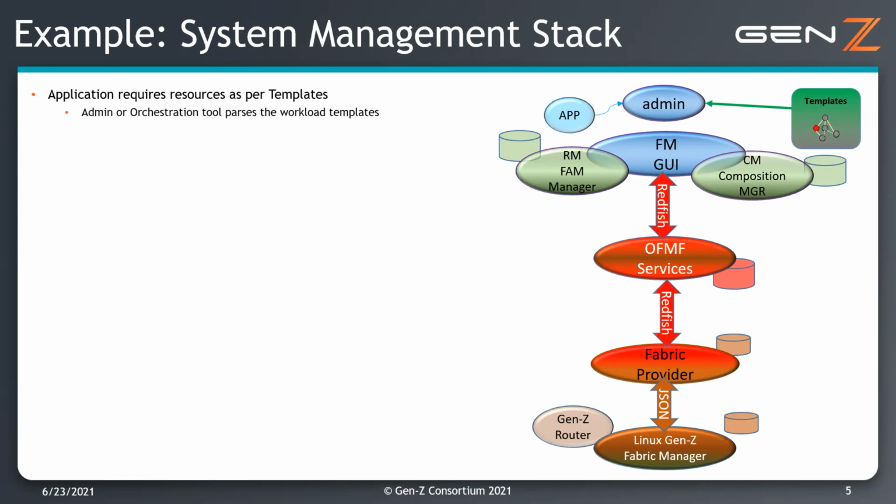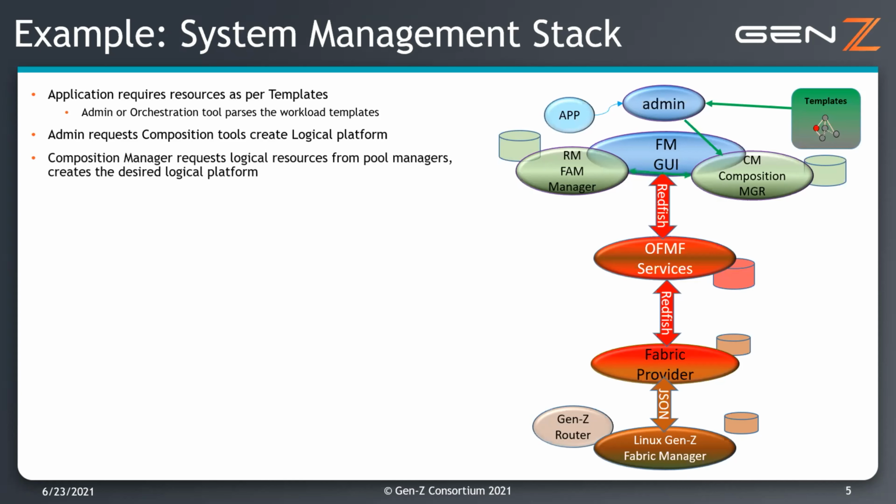The admin or orchestration tool parses the workload templates and sorts out what the application wants. The admin requests that some kind of composition tool create this logical platform. The composition manager will then request logical resources from pool managers to create the desired logical platform. All of this occurs in tools that are above the OF management framework.